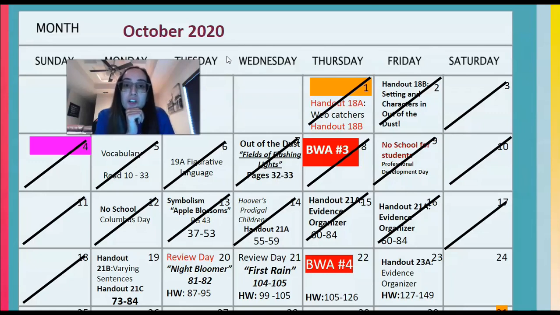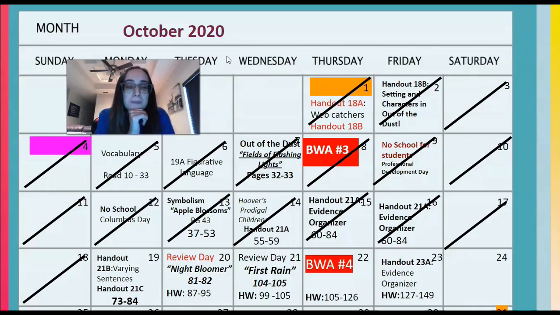I will have the audiobooks posted for you along with the scanned pages of the book for you. Okay, so today we are going to be completing Handout 21B, varying sentences. We're going to also try and look at 21C, which is a very short handout. There are some tips for enhancing our sentences when we write.